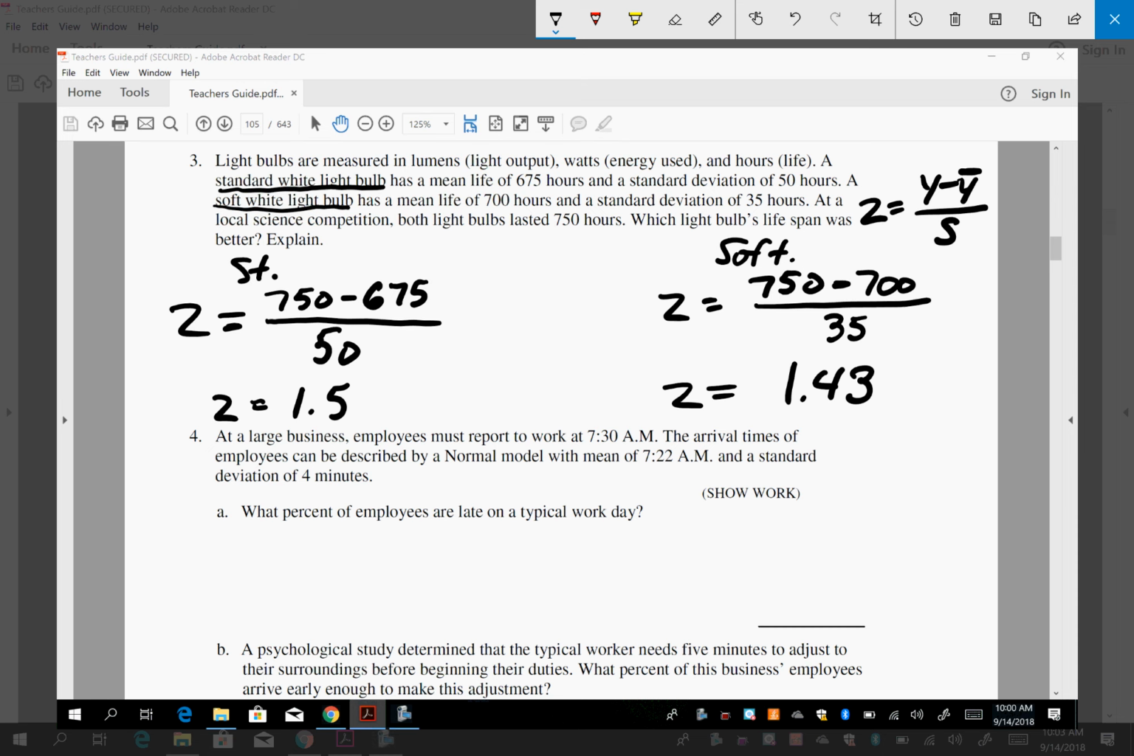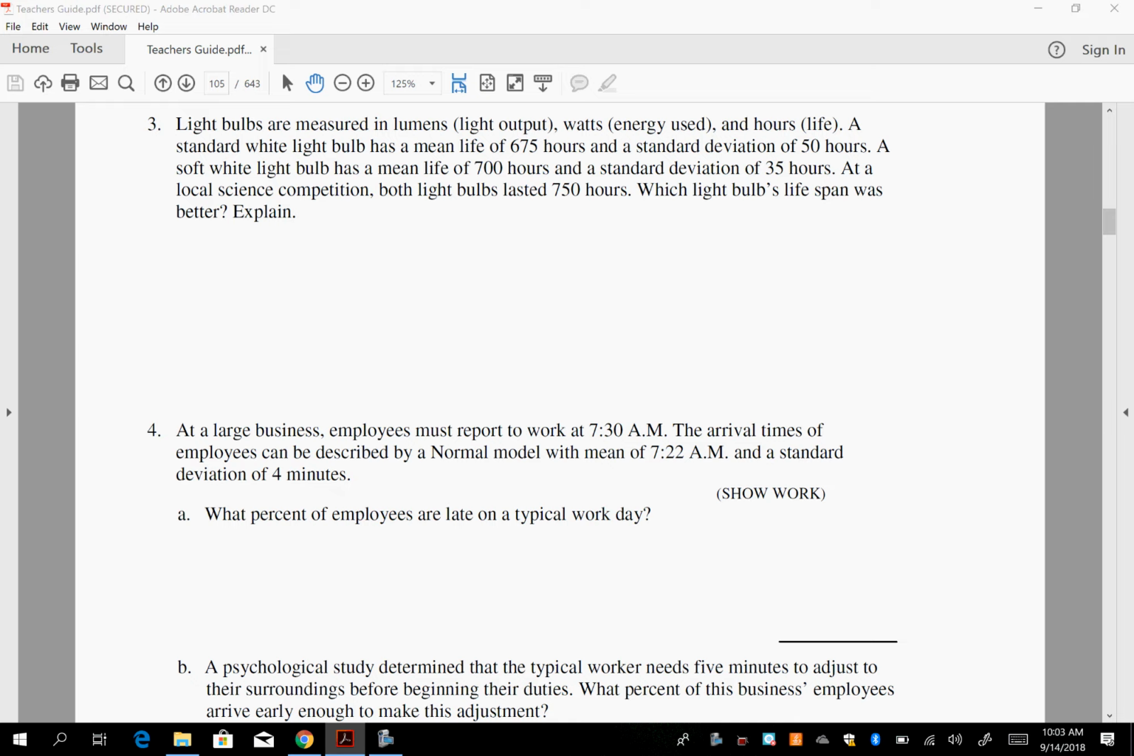All right. Go ahead and clear your desks. No notes. What is it, calculator?